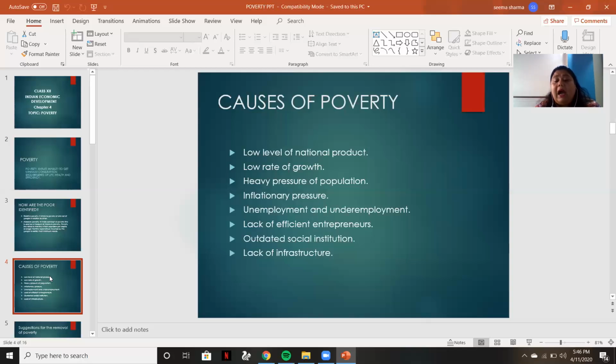Then we have outdated social institutions. Social institutions are outdated. Why are they outdated? Because they have not been changed as per the need of the society and time. Here, by social institutions, I am talking about schools and colleges.